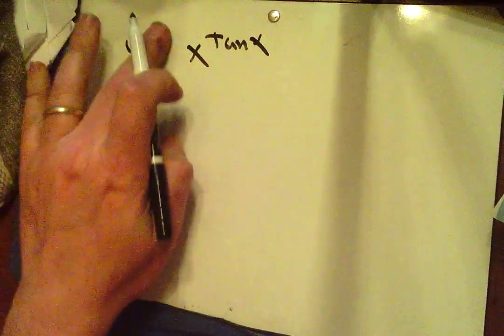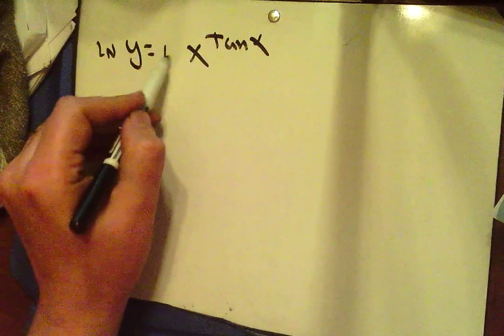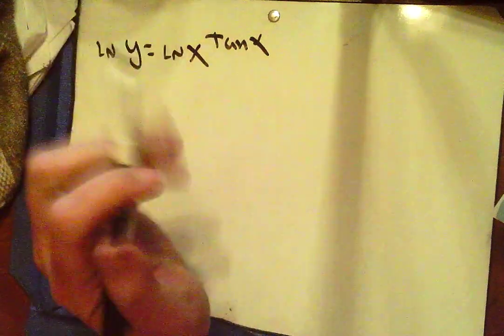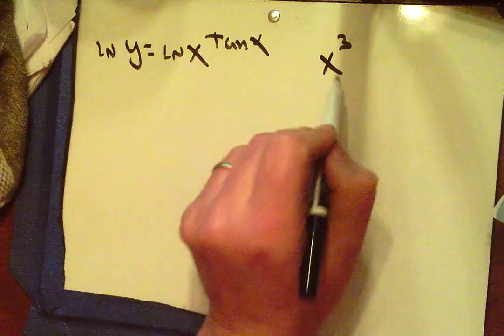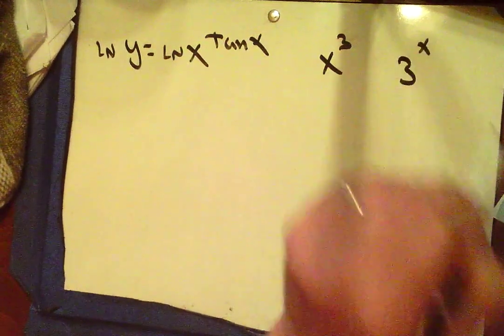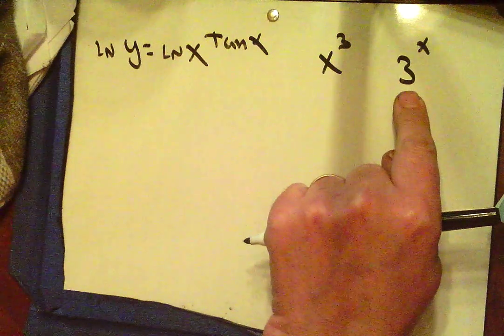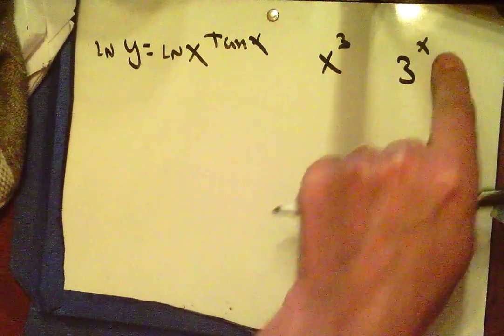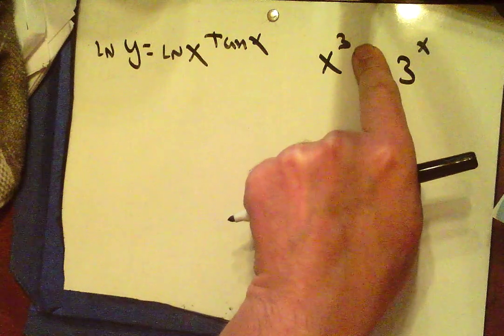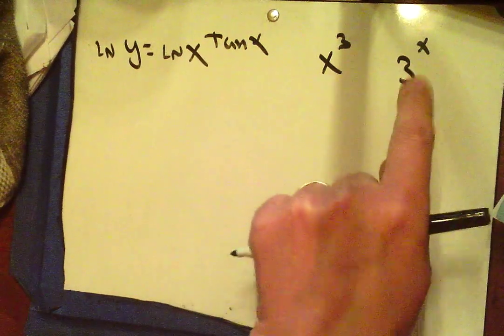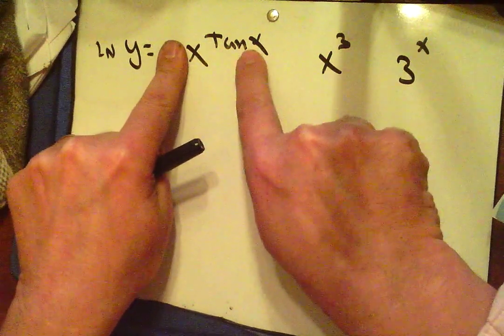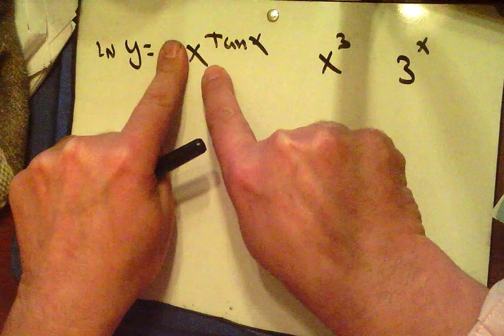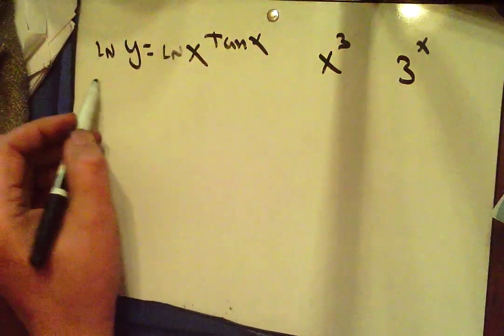Remember, first thing I need to do, take the ln of both sides, because I have a function raised to a function. Don't confuse x to the 3, that's power rule, with 3 to the x, that's an exponential, a constant raised to that variable. A variable raised to that constant, power function; exponential function. Ooh, function raised to function. That's logarithmic differentiation.